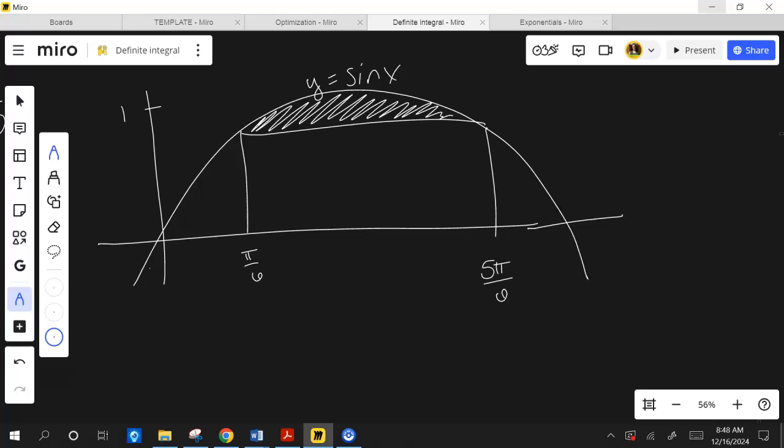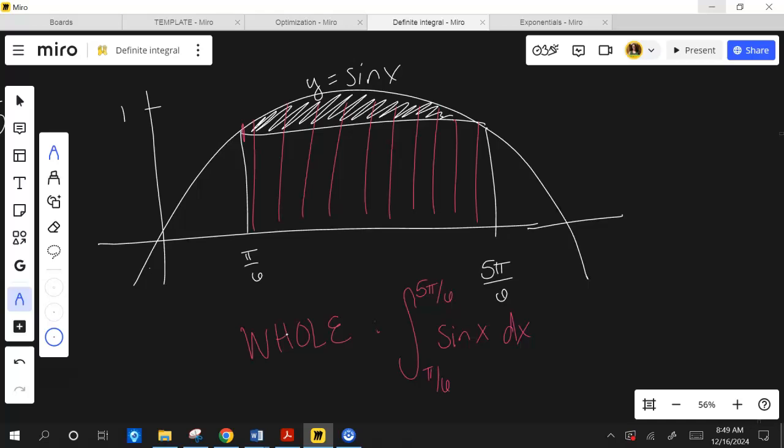To find the area of the shaded region, I'm going to have to find the area of the whole thing. So the whole thing is the integral from pi over 6 to 5 pi over 6 of sine x dx. Agree or disagree? That's going to give me all of this. Then I need to subtract out what doesn't have shading, which is just a big old rectangle. I'm going to assume these heights are the same.